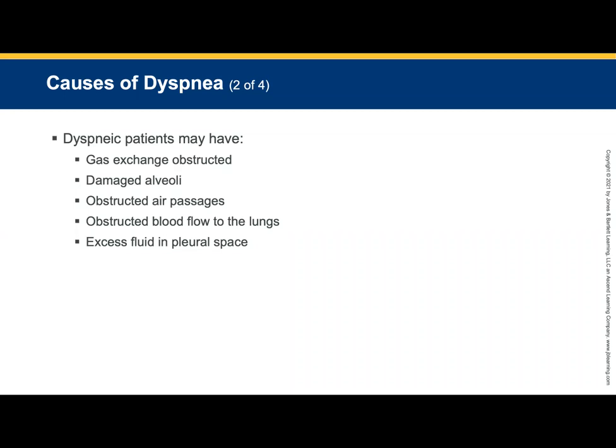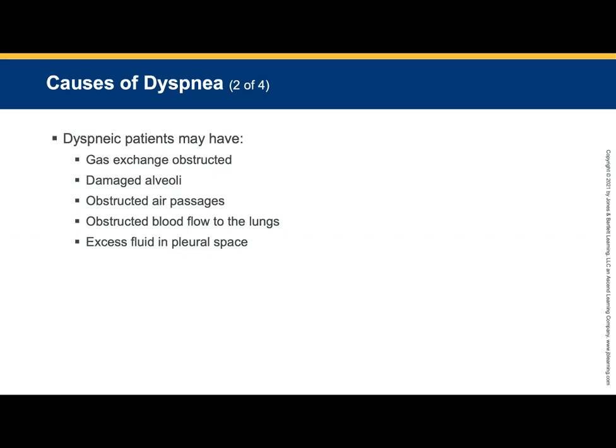The air passages are obstructed by muscle spasms, mucus, or weakened, floppy walls. Blood flow to the lungs is obstructed by blood clots. The pleural space is filled with air or excessive fluid, so the lungs cannot properly expand. Another reason for damaged alveoli is that the patient may be a long-term smoker, and those alveoli are damaged due to the smoke itself.